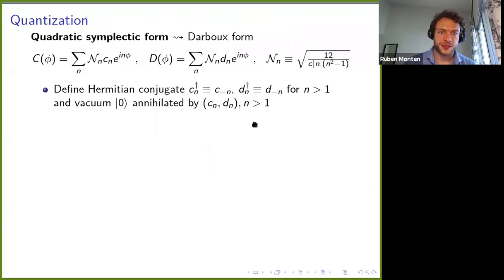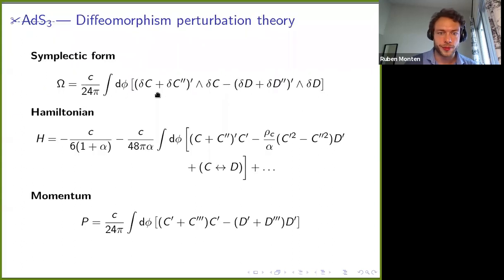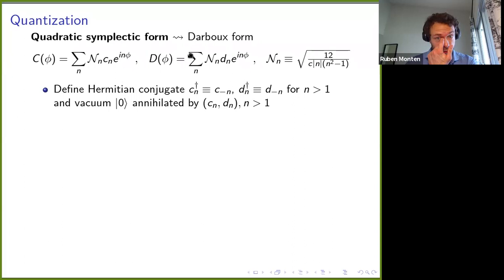And we do this as follows. First of all, this quadratic symplectic form, essentially it's incorporating these primes here. We can get rid of it and put it in Darboux form by introducing the following basis for C and D with coefficients C_n and some normalization factor here, which goes like 1 over the square root of C. And quantizing this theory canonically now amounts to, or at least this is the first thing you would try and which seems to work out, promoting these coefficients to operators, saying that they have a certain Hermitian conjugate and that acting on a vacuum state, the operators with positive n, so n greater than 1 in our case, because n equals 0, 1, and minus 1 don't appear, annihilate the vacuum.